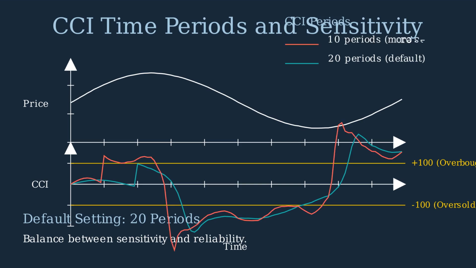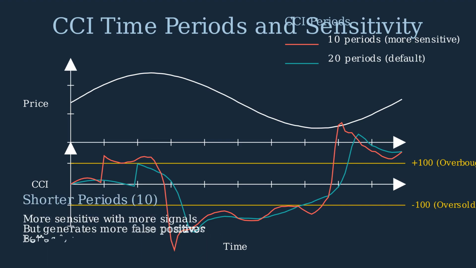When we reduce the period to 10, the CCI becomes much more sensitive. It generates more trading signals, but also more false positives. Short-term traders often prefer this setting for catching quick moves.